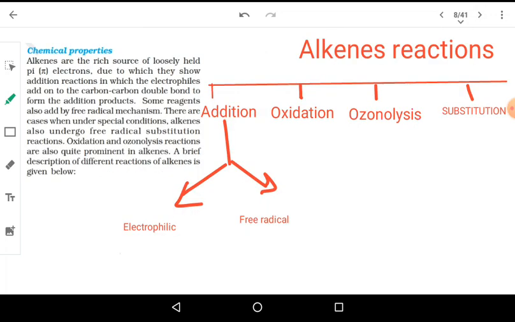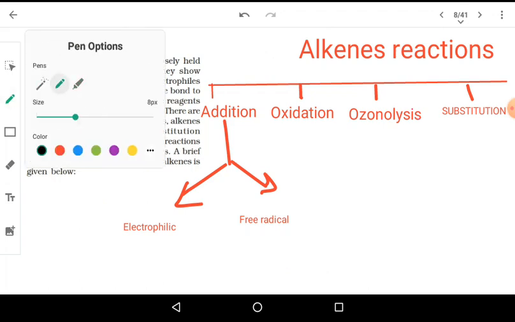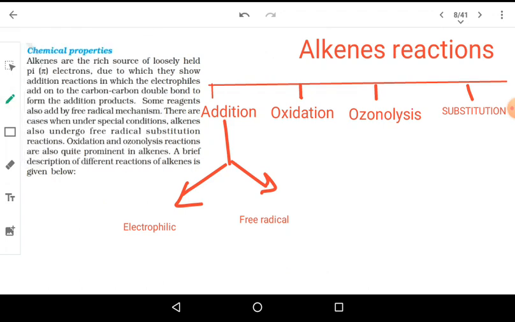Let us now move forward to the next part, that is the chemical properties. Now the reactions of alkenes are basically divided into four categories. First one is addition reaction. In addition we have electrophilic addition and free radical addition. Very rarely it will show substitution reactions as well. We have oxidation, ozonolysis and substitution in this chapter.